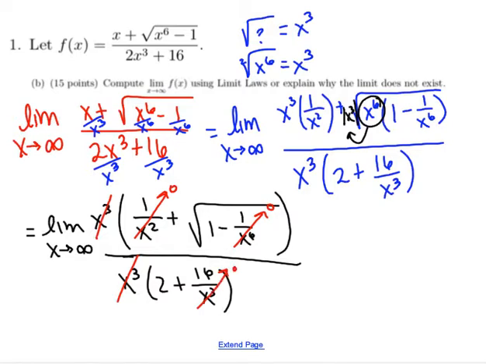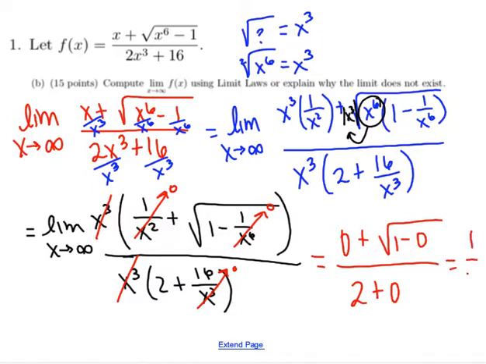I've essentially plugged in my limit, so I'm not going to write it anymore. So I will have 0 plus the square root of 1 minus 0, all over 2 plus 0. This will give me the square root of 1, which is 1. Any questions on that? I know we haven't done any 2.6 homework questions yet, but questions on this?